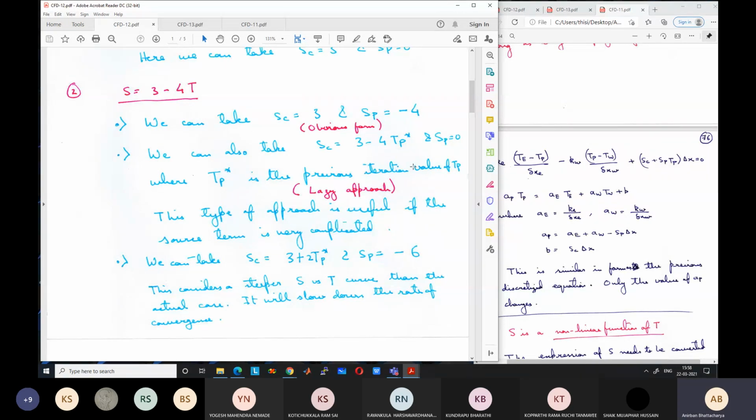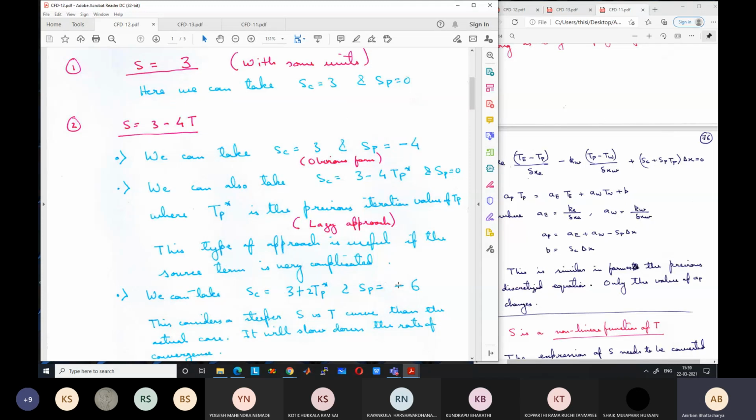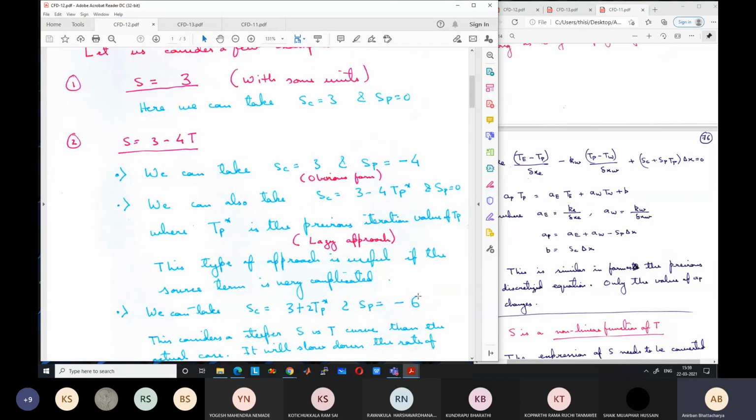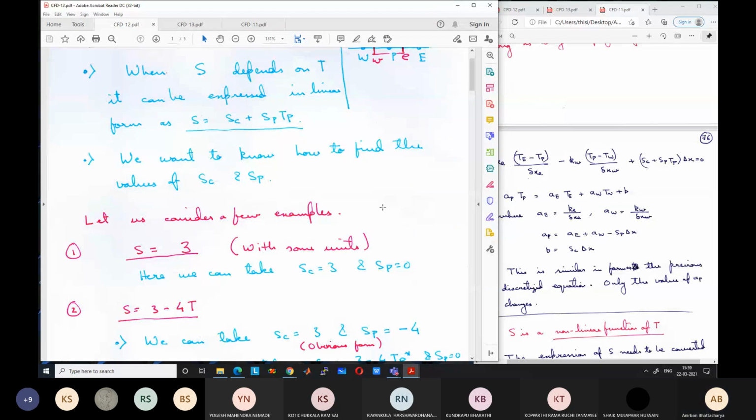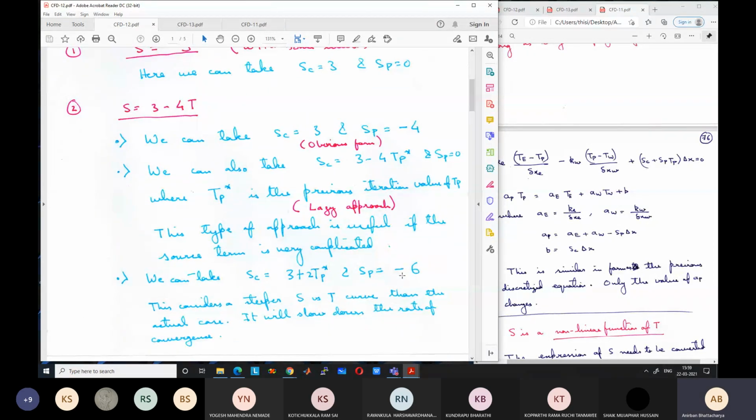Another option is also there. We can take even like this: SC is equal to 3 plus 2 Tp star and SP equal to -6. You see what is happening? 3 plus 2 Tp star, which is the old time step value, and -6 Tp will still be there, because we have the term SP times Tp. So ultimately it is similar to 3 minus 4T, because we have +2 -6.